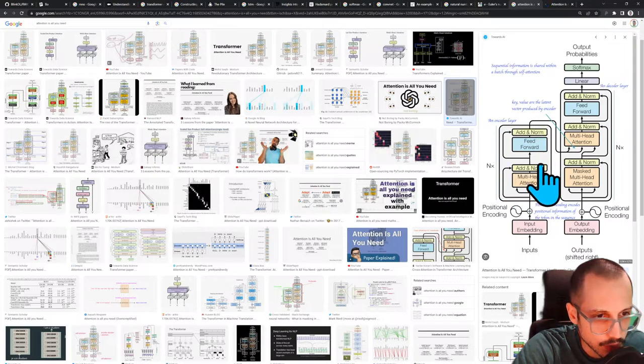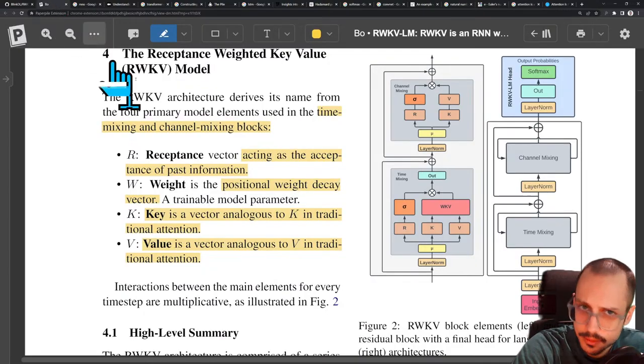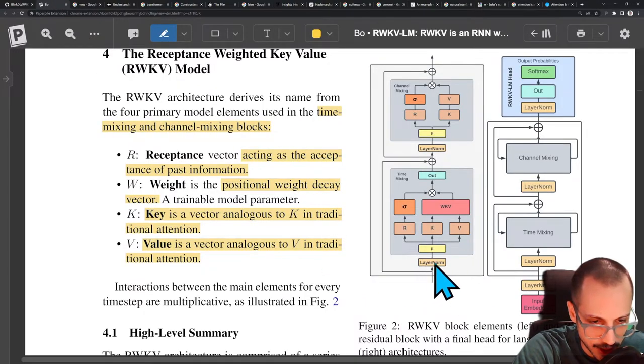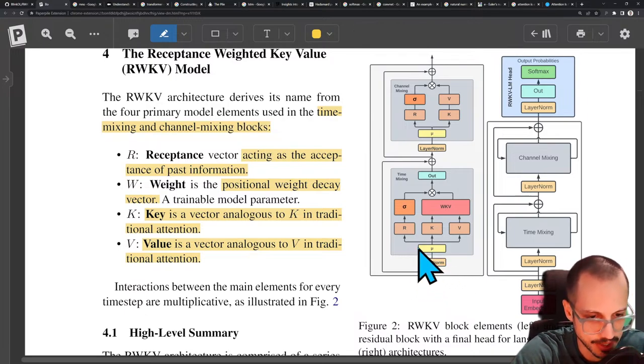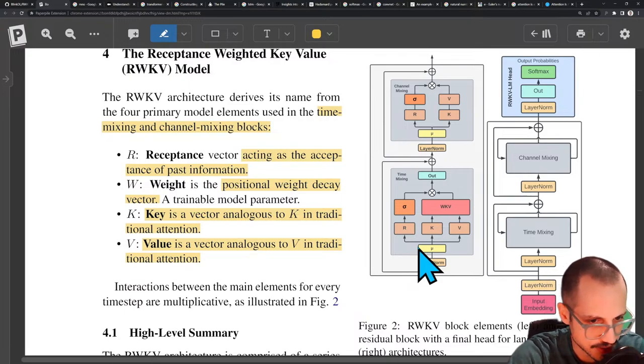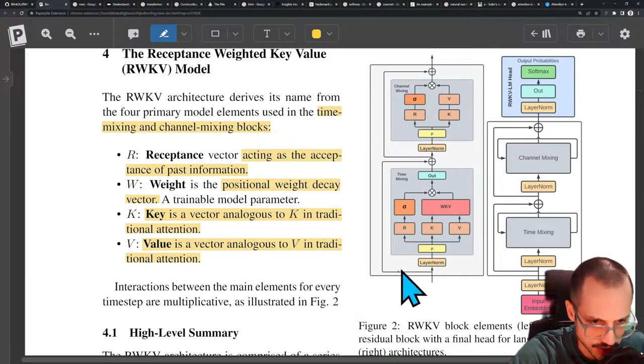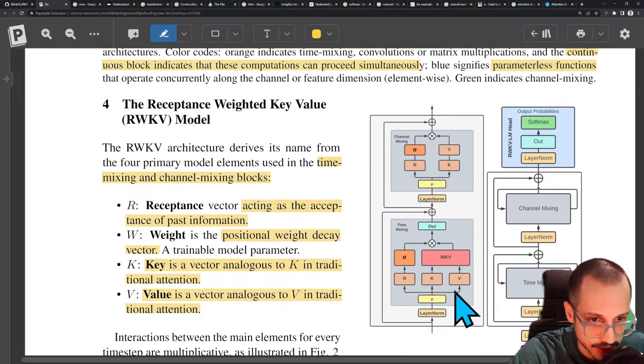The add and norm here was after the attention block, but apparently now it's more common to do it before the attention block, which actually makes more sense because you're making sure that the values going into your attention block are nicely spread out right around that 0 to 1 area. So layer norms before these blocks, then you have two blocks in a row: the time mixing block and then the channel mixing block.